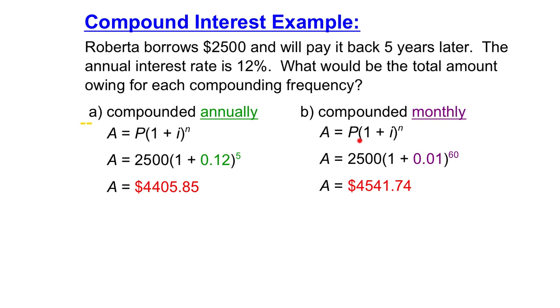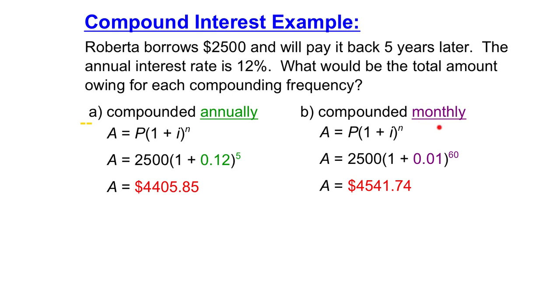I'm starting with the same formula. The amount of money is equal to the principal multiplied by 1 plus i to the exponent n. The principal is $2,500. But notice, the other numbers are different. Why are they different? The interest rate is 12%. If you're compounding annually, that's once per year. So if you divide the annual interest rate into one piece, it's 12% every time you compound the interest.